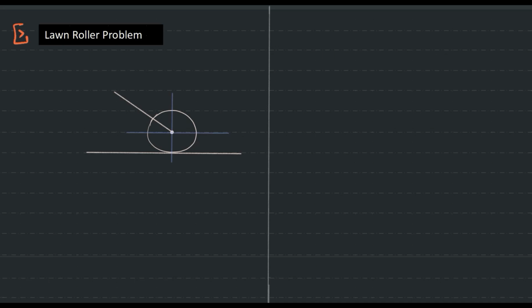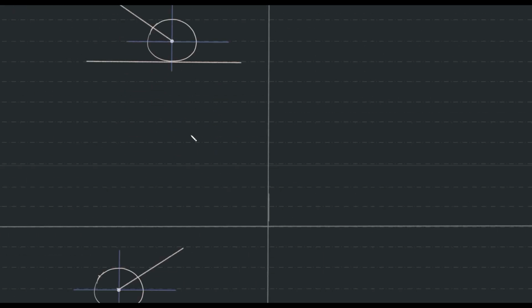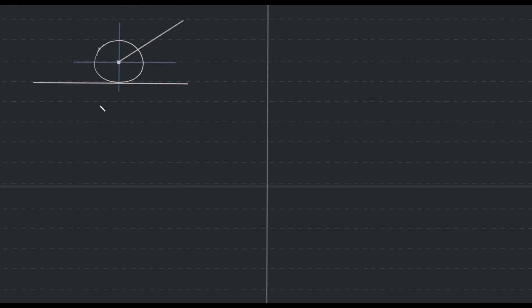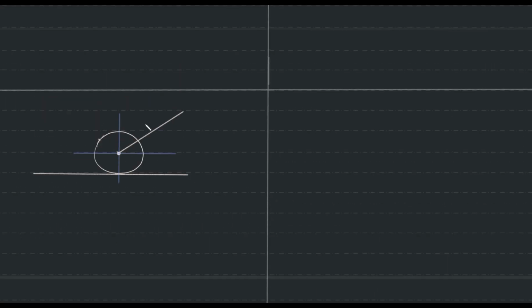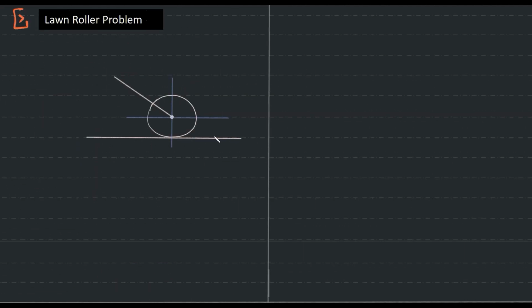In this video, let's answer the question: is it smarter to push a trolley or a lawn roller than to pull it? So let me explain it this way. This is your lawn roller, and you are applying a force F at an angle of theta.